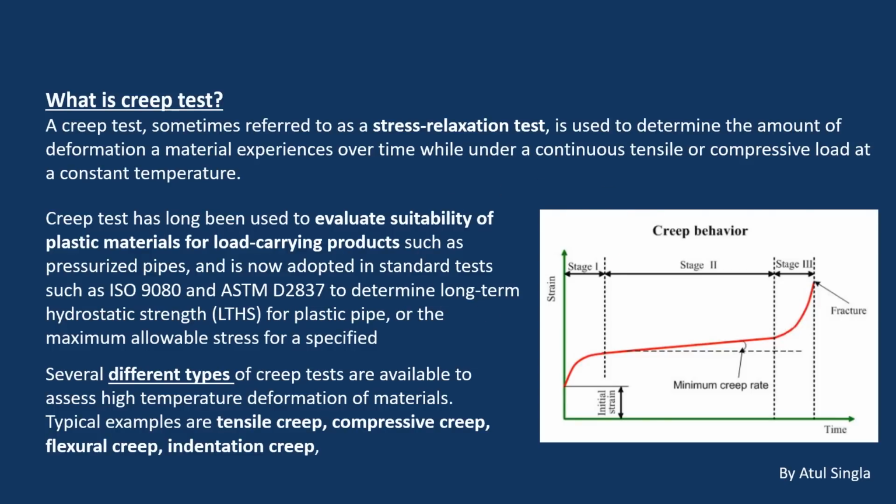Several different types of creep tests are available to assess the high temperature deformation of material. Typical examples are tensile creep, compressive creep, flexure creep, and indentation creep. These kinds of creep behaviors are generally identified during these tests.